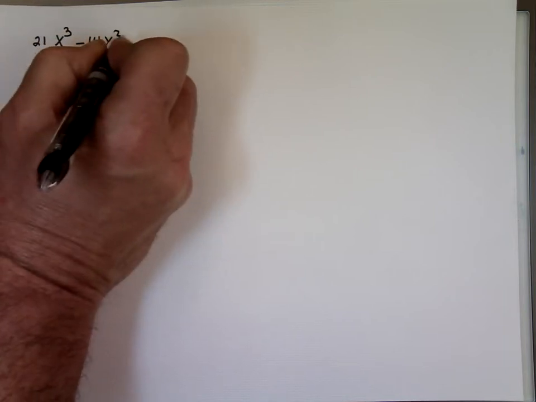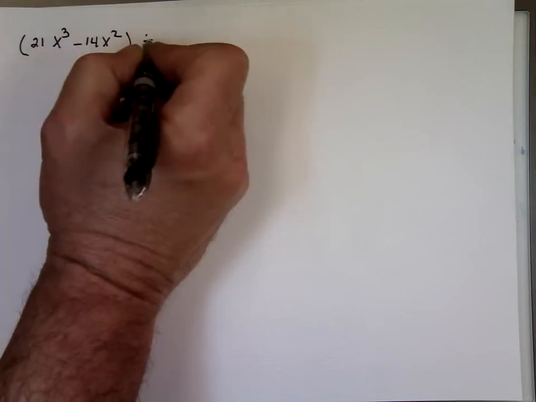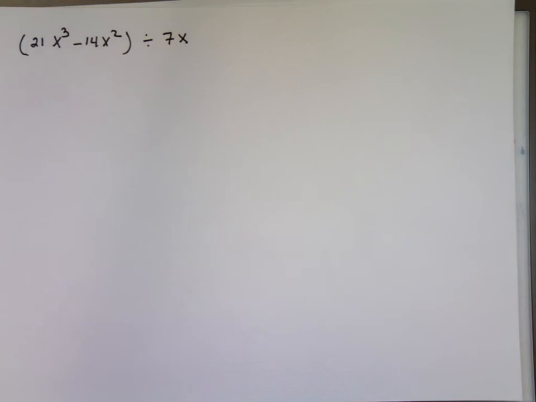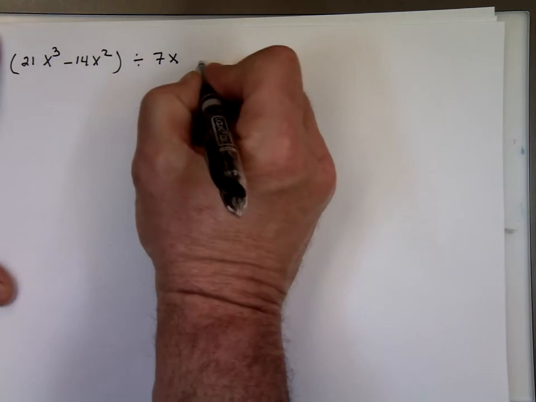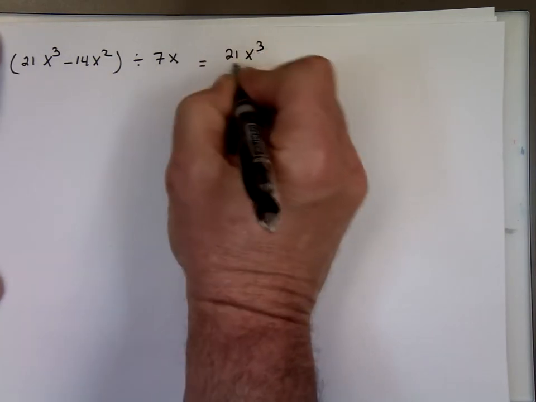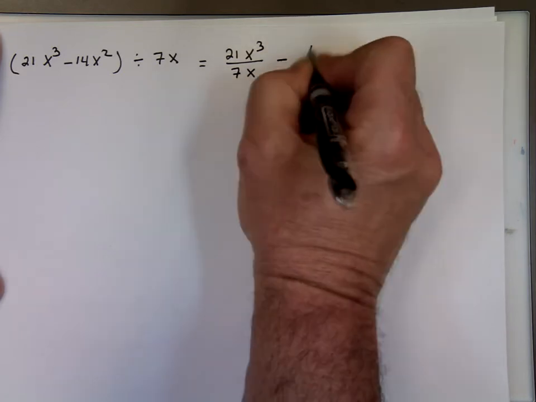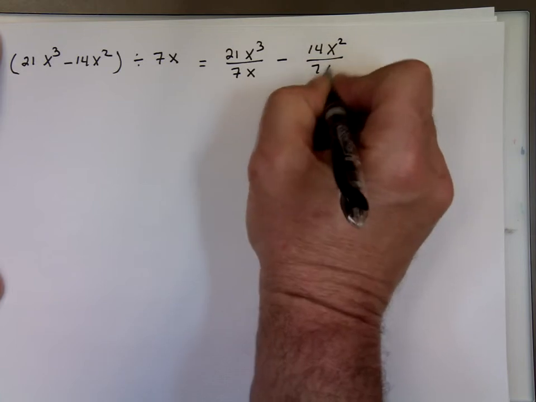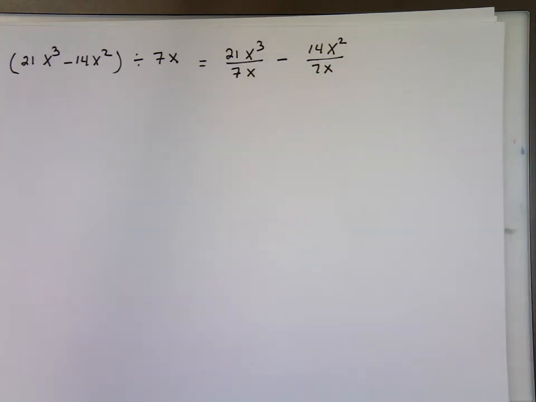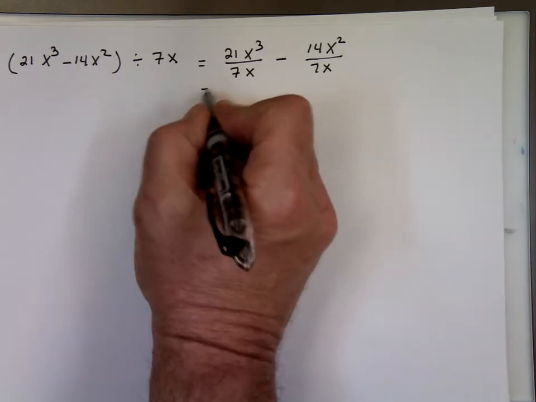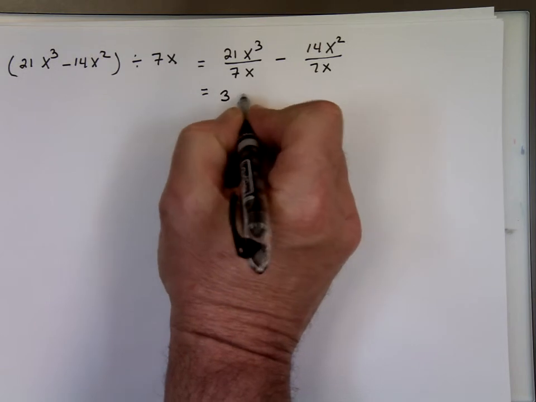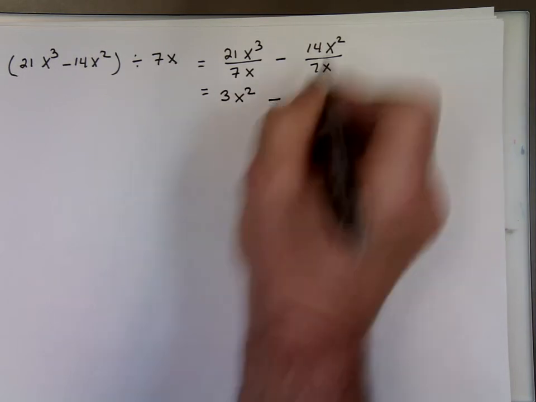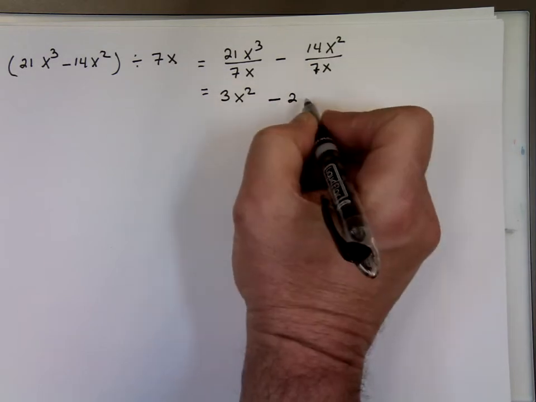Let's try another one. 21x to the third minus 14x squared, divided by, I just wrote them different this time, 7x. Again, I can take each one of them and divide it by 7x. Let's get the answer to each one. 21 divided by 7. X to what power? Second, good. There's the minus. What's 14 over 7? Do we have any x's? Just one x.